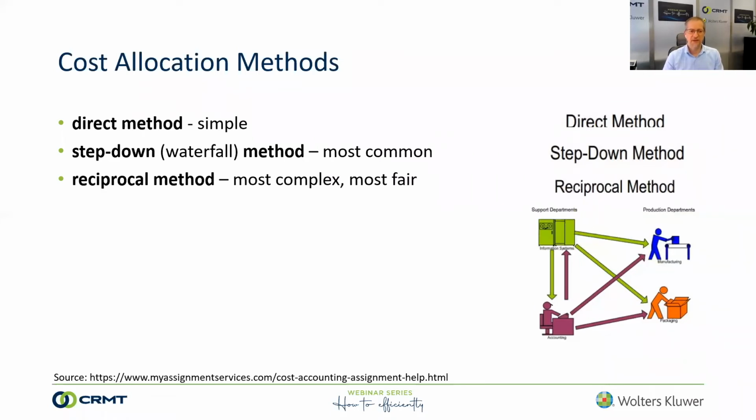And the third method is the reciprocal method. So this one is the most complex and usually the most fair method. With this one, we are also considering the relationship between the cost centers, in this example, the information systems and the accounting. So in the first step, we are allocating costs between those two cost centers. And in the second step, we're allocating costs to profit centers or to production departments in this example.